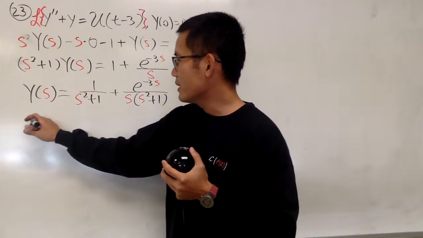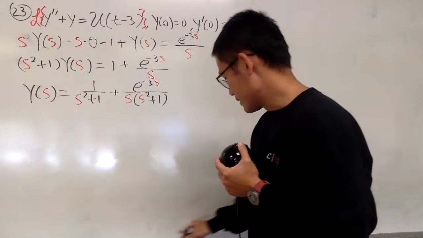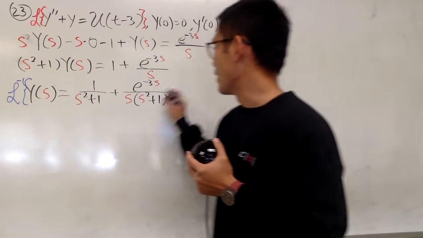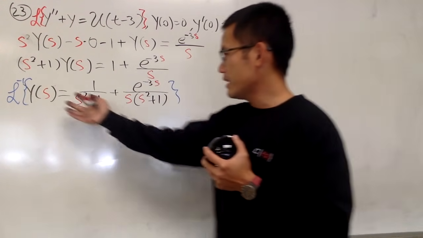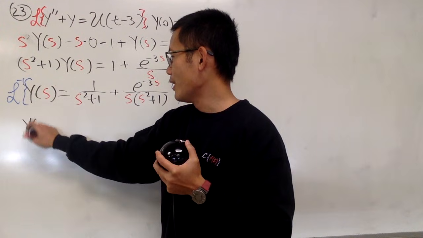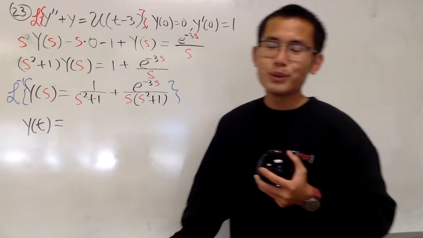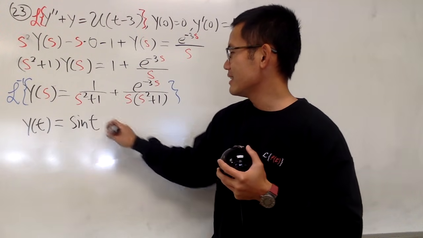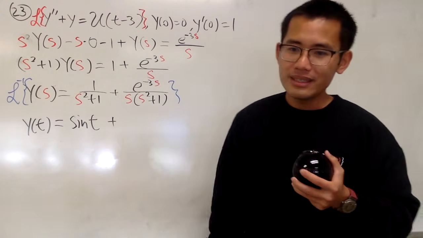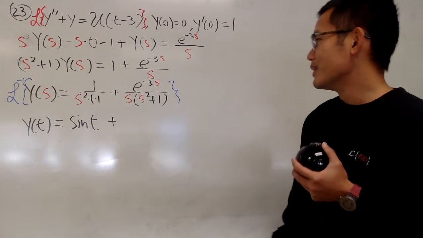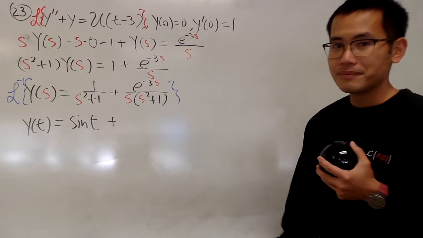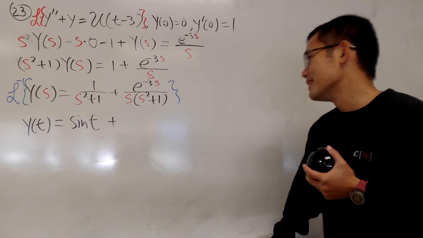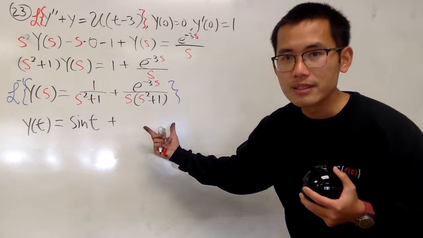All right, now we can just do the inverse Laplace. Let me do this first part. y of t is equal to what? Sine t, really good. For this other one, it's not so easy. We have to do partial fractions again. Why did I do so many with partial fractions? For this one, I will take some time to do it.